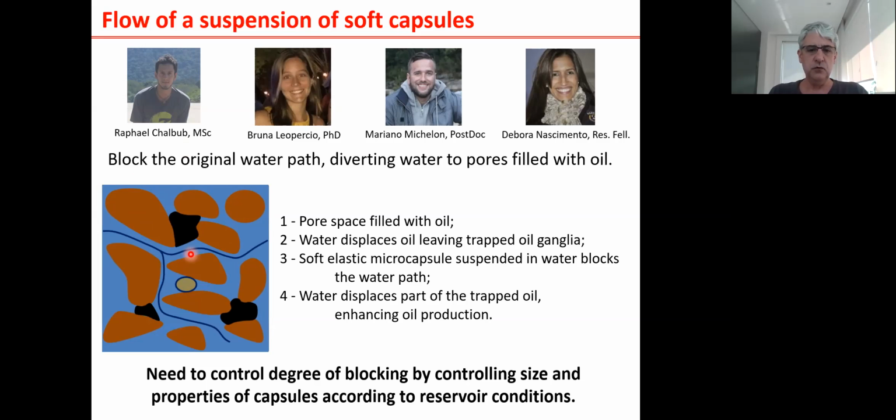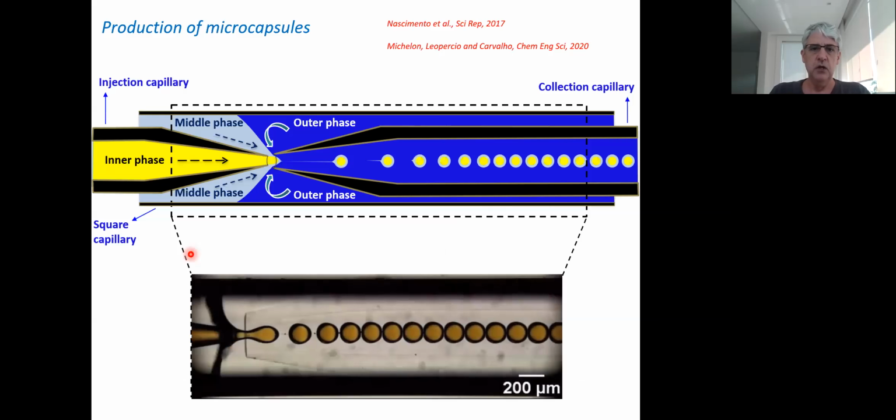So you need to control the degree of blocking by controlling the size of the capsules and also the mechanical property of the capsule. It's associated with how much pressure you need before these capsules can flow through a given constriction. So in order to get this detailed control, we produce microcapsules using capillary devices. So we make these capsules from a double emulsion template.